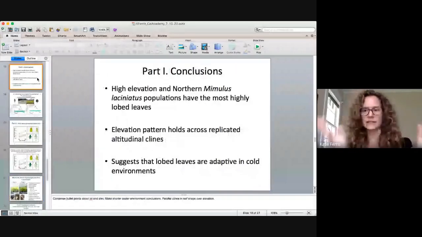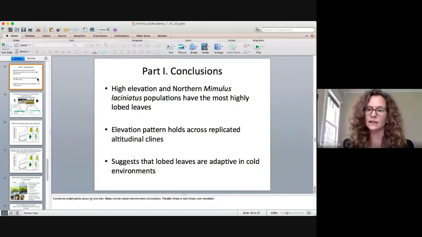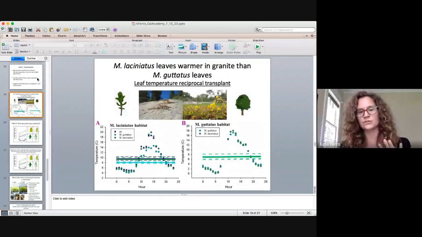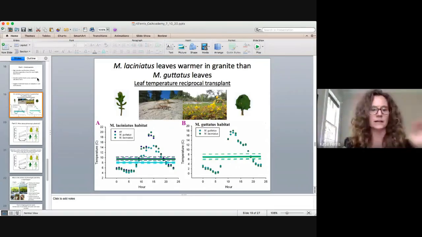So that's kind of the conclusions, that we see this pattern with high elevation and high latitude Mimulus laciniatus populations having highly lobed leaves. This elevation pattern holds across replicated altitudinal climbs, and this suggests that these lobed leaves are adaptive in cold environments. And again, the physiological data of leaf temperature showing that lobed leaves stay warmer than round leaves may back us up with that idea that they're adaptive in colder environments.